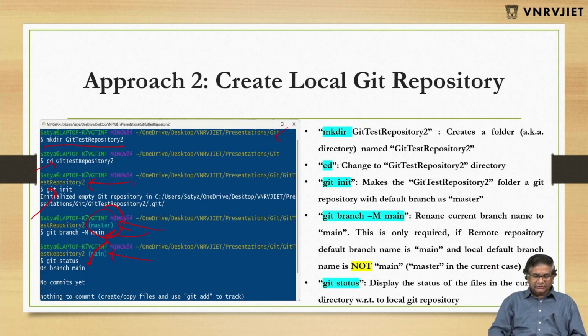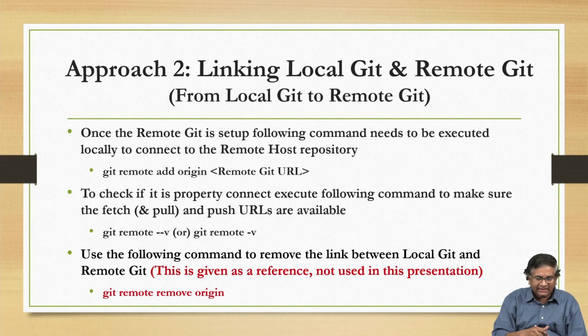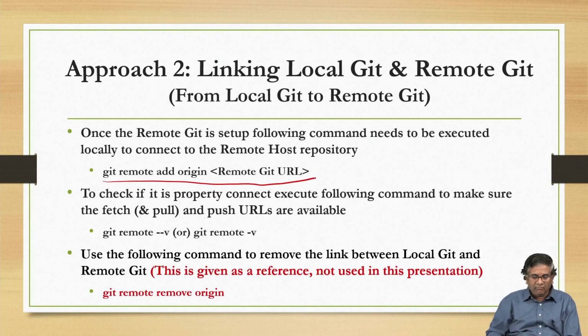So that's what we are trying to do in this slide. Once the remote gets set up, the following command needs to be executed locally to connect to the remote host repository: git remote add origin, then the remote git URL. To check if it is properly connected, execute the following command to make sure that fetch and push are available.